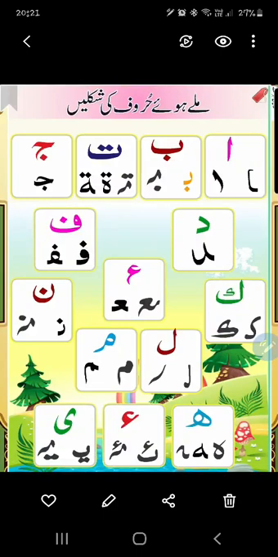Bismillahirrahmanirrahim. Lesson 2. We will see the different ways that the letters are sometimes written when they are joined.